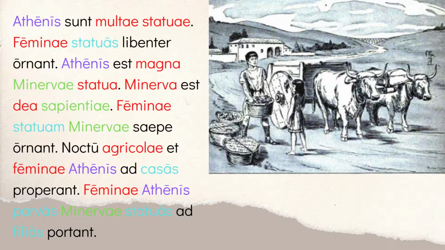So in Athens, again, there's Athenis. It's the ablative showing place in which. It's not locative because it's plural, right? Because the name Athens is plural. So in Athens, there is a magna statua, a big statue.